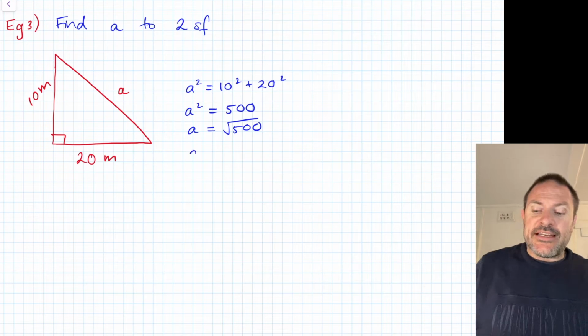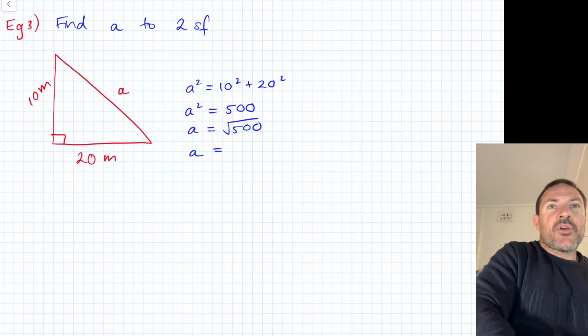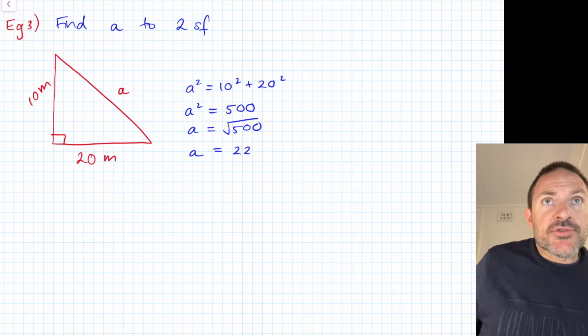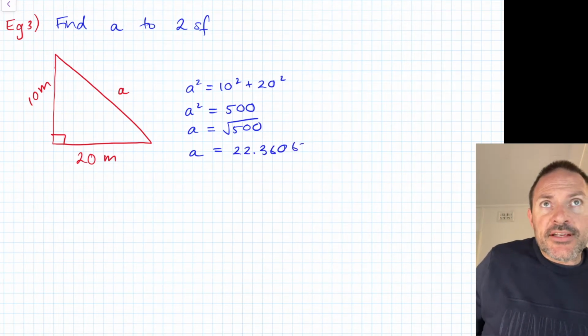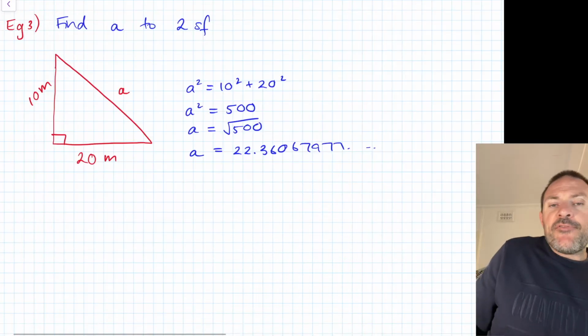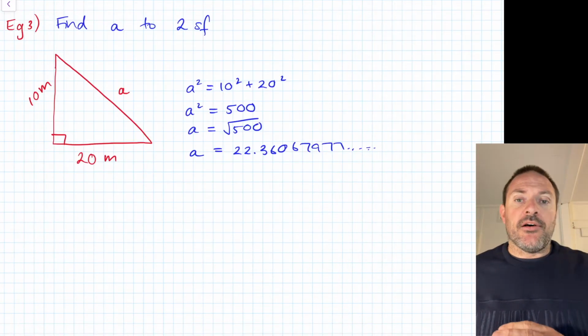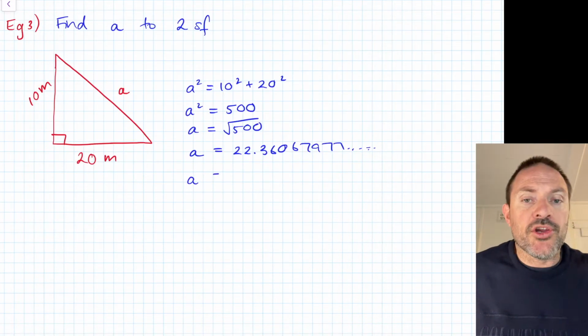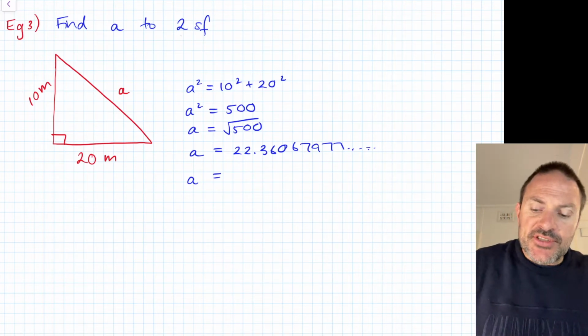However, we want significant figures. So I'm going to do square root of my answer. I get 22.36067977. Now, if you're not sure about your rounding, always write that line out because that can show the marker that you kind of knew what you were doing. This says 2 significant figures.